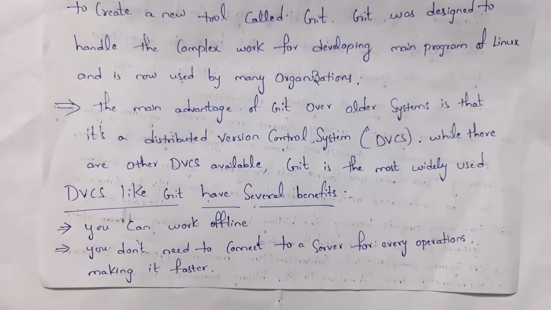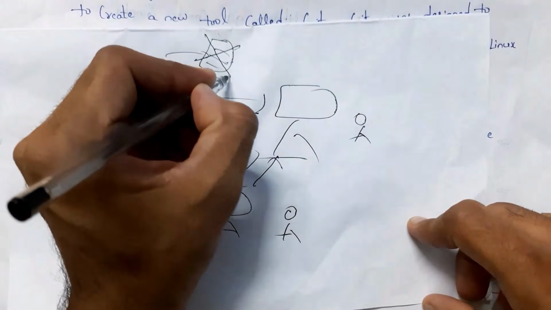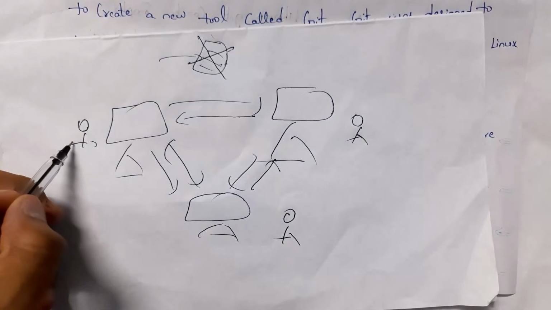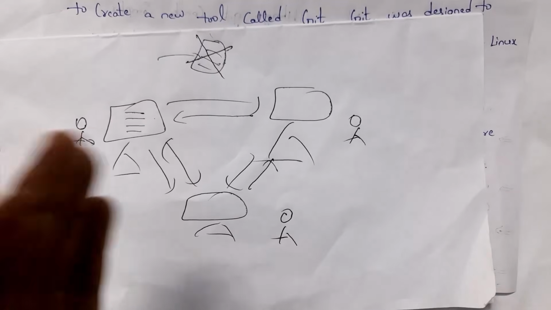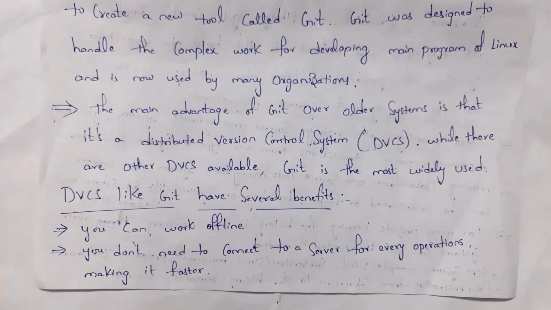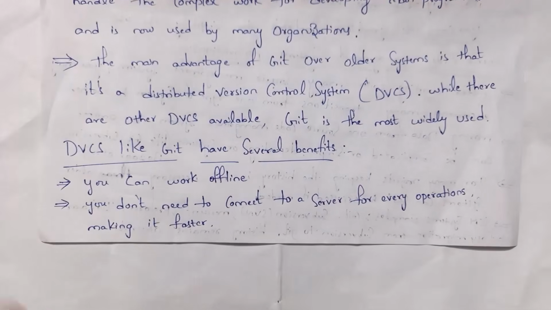Guys, when compared to older systems, Git has one major advantage: Git is a distributed version control system. That means there is no central server to store files. Each developer works independently, sharing code among themselves. There are many distributed version control systems available, but among all of them, Git is one of the most famous tools. These are the benefits of Git.